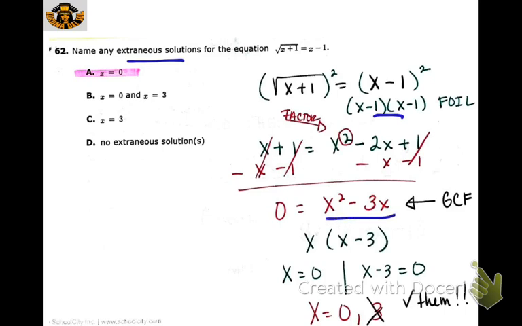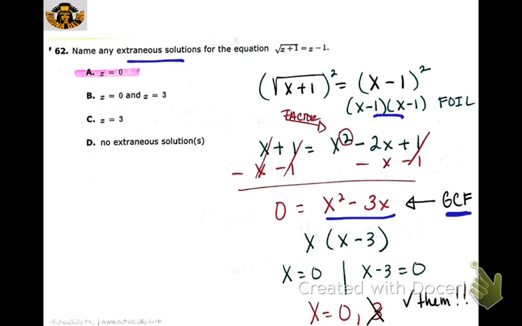And then this factors really nicely. So take out an x, and then x minus 3. It's just taking out the GCF. And then we get 0 and 3, and then we were looking for the one that doesn't work, so we got to check it.